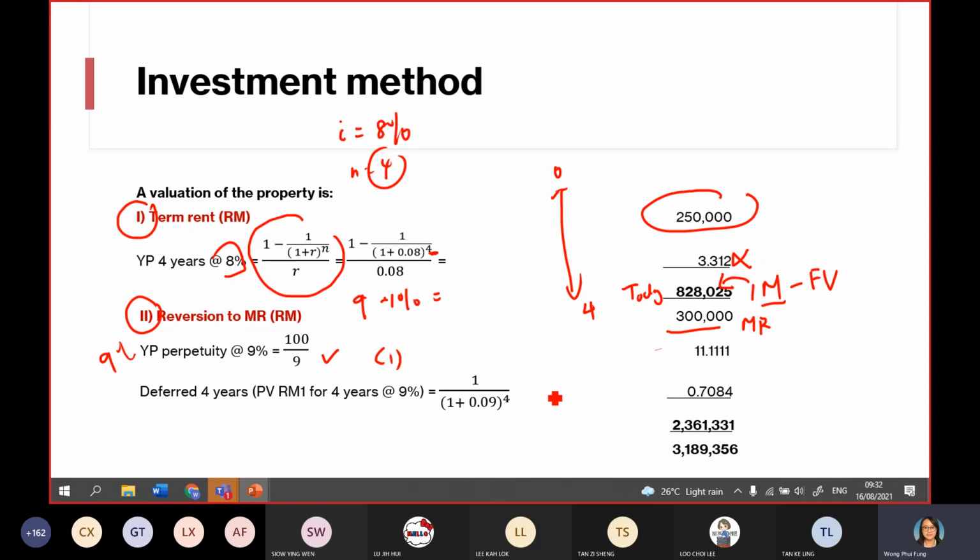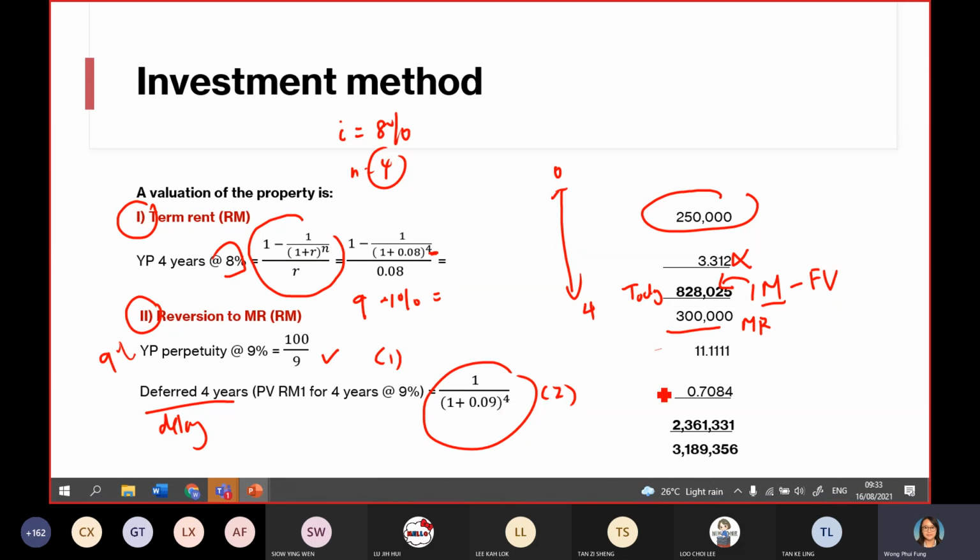But then the second part is, in order to get this income forever, defer 4 years means delay 4 years. You need to wait 4 years, then only you can enjoy this income forever. That's why for the second part, you need to calculate defer 4 years by using this formula to indicate the deferment is only available at 4 years onward.